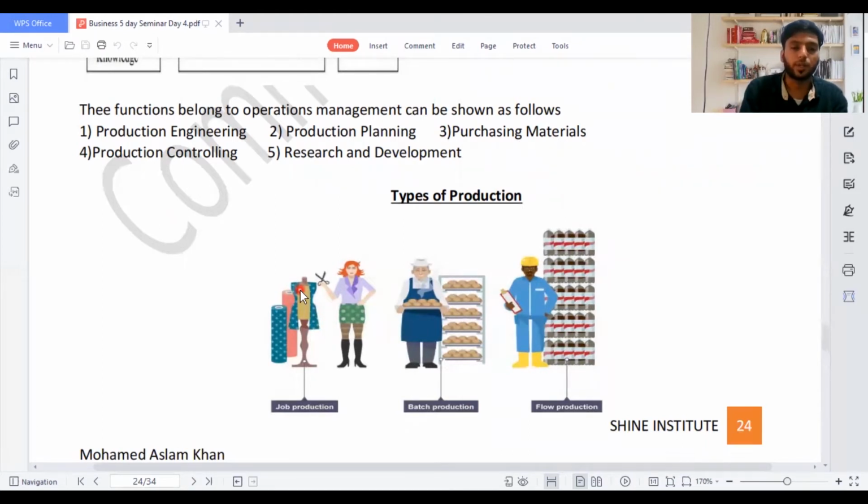But you need to understand one particular thing. The person who is doing the job production is very skilled, highly talented, but super costly, because they spend their entire time to produce that particular thing.